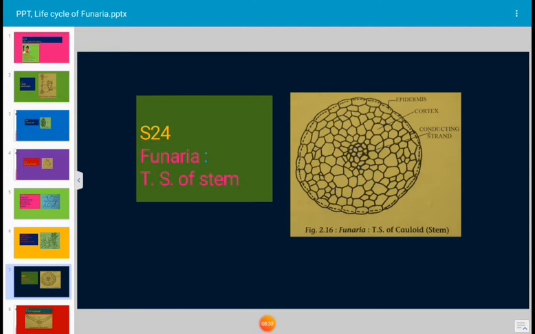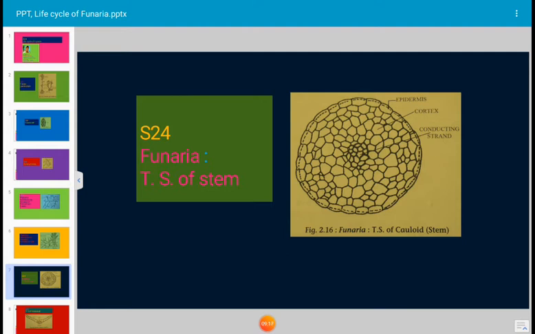Let us see the details of the cortex, the second region of the stem. Cortex is placed below the epidermis and above the conducting tissue. That means it is present between the epidermis and the central conducting region. The cortex consists of thin-walled cells and it is made up of parenchymatous cells. They are compactly arranged. No intercellular spaces are there. In the mature stem, the outer few layers become thick-walled and form a hypodermis.